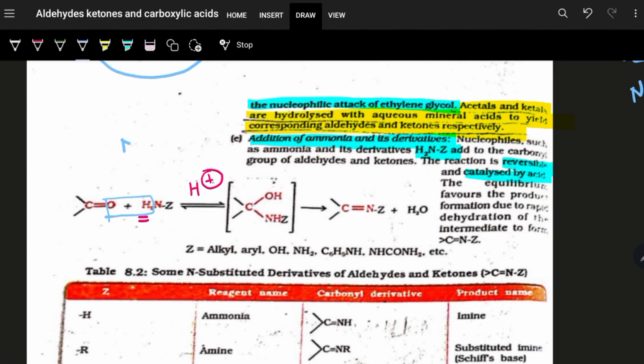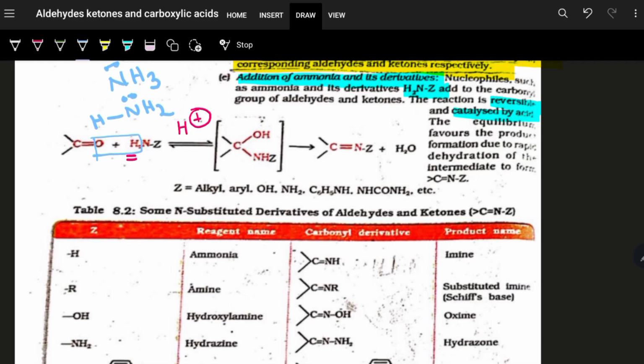Ammonia is a nucleophile. Why? Because it has a lone pair above. This ammonia can be written as NH2H. Nitrogen has a lone pair. Now, when I substitute this H by anything else, it becomes a derivative of ammonia, right?